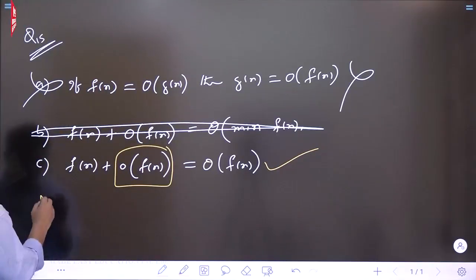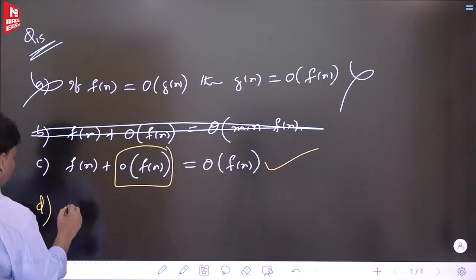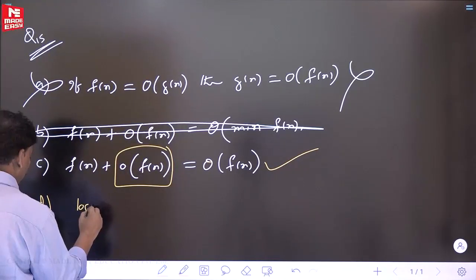Let's go to option D. Option D, log n factorial.